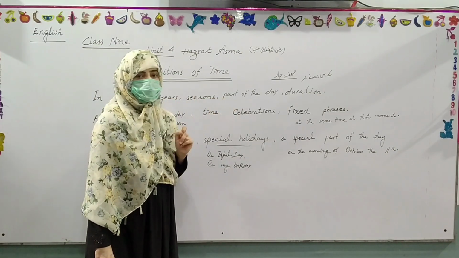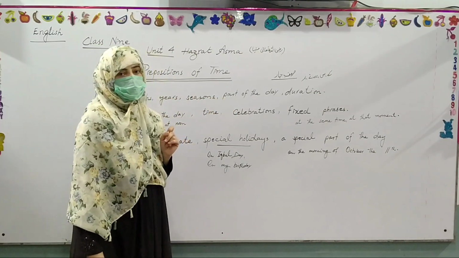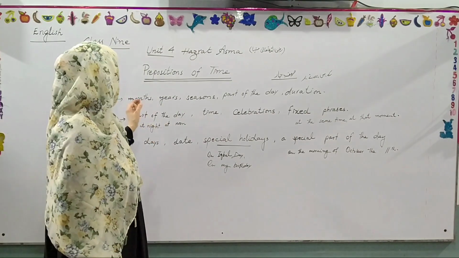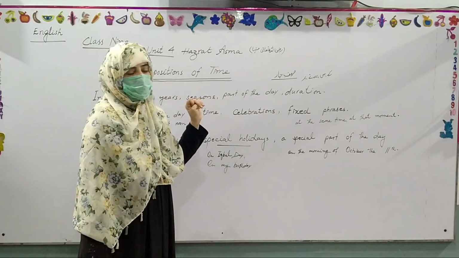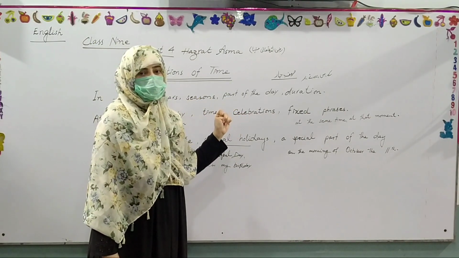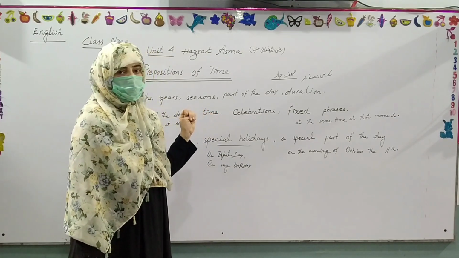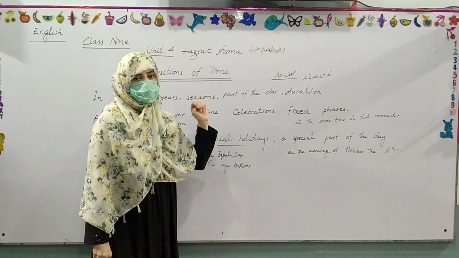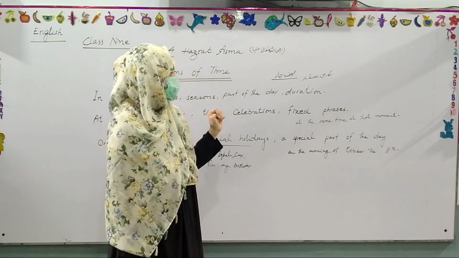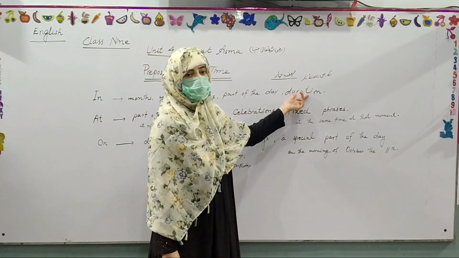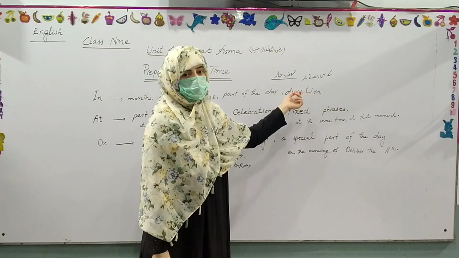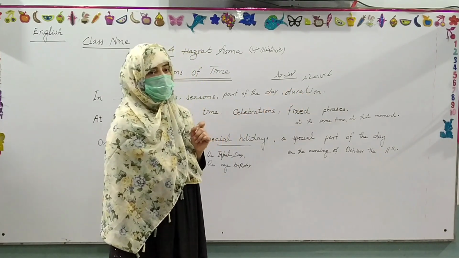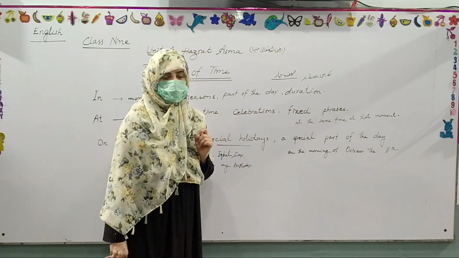Part of the day, for the certain part of the day, we also use the preposition in, like in the evening. We get up early in the morning. For evening and morning, we use the preposition in. And for the duration of the time, like I will come in a minute.